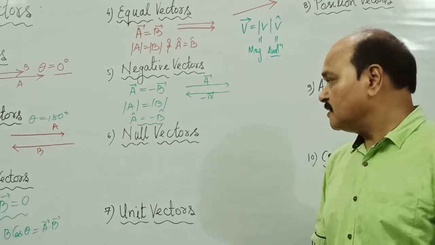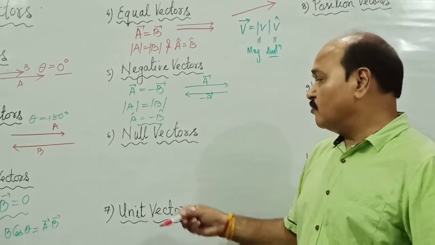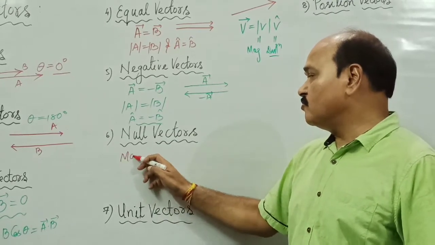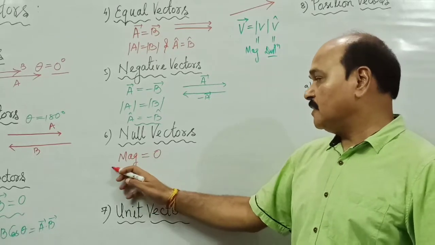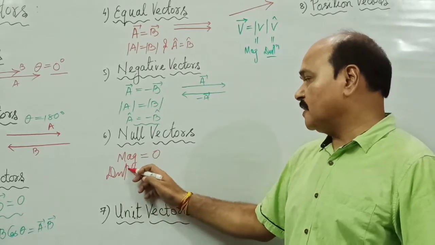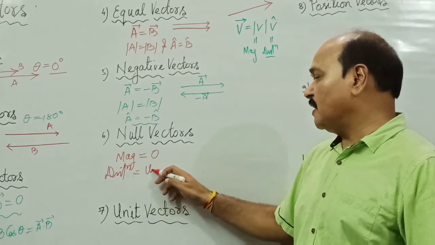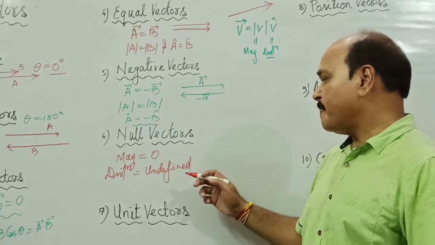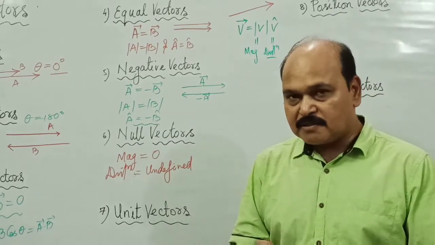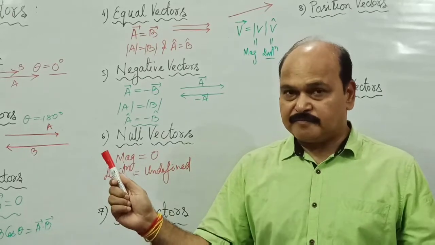Null vectors. Null vectors are those vectors whose magnitude is 0, and their direction is what? The direction of such a vector is what? Undefined. So null vectors are vectors of 0 magnitude and undefined directions.